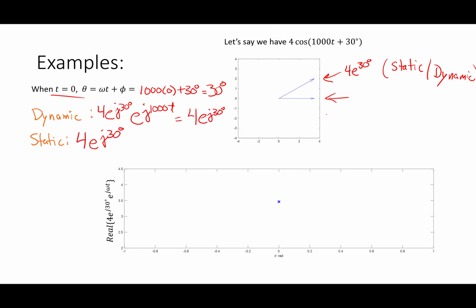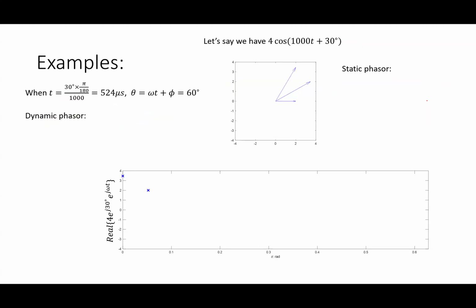What's this thing down here? What's the other one that's pointing straight over? What have I shown? Well, that's the real part of 4 e to the j 30 degrees. How can I tell that's the real part? Because it points exactly over to where that guy ends, right? And it's pointing straight over with an angle of 0 degrees. That's the real part.